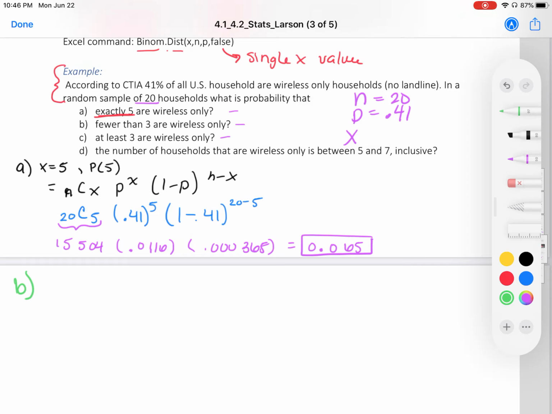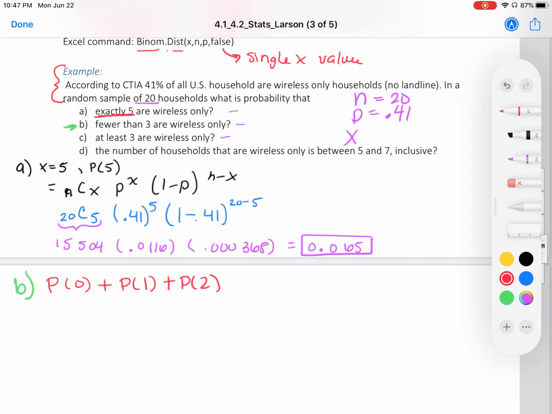B, fewer than 3. These phrases always get me confused. I will add a page that I really like that helps you deal with this wording, but you can always think about it, and it makes more sense if you think about it as money. So if you had a budget, you have to spend less than your budget, right? So fewer than 3 would mean less than 3. But what does that mean? Now, when we're looking at these probability distributions, we have to consider the probability of not getting any. So this would be a probability of 0 plus a probability of 1 plus a probability of 2. This is the cumulative option.